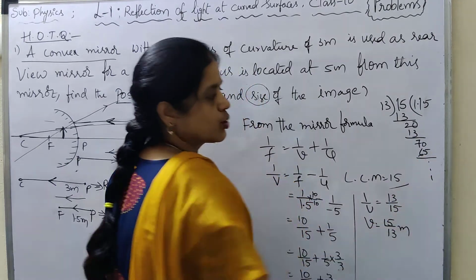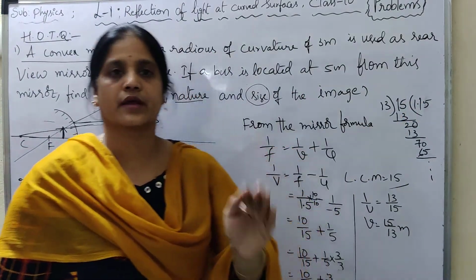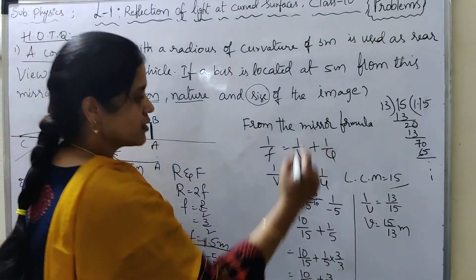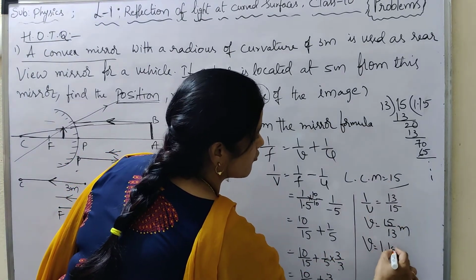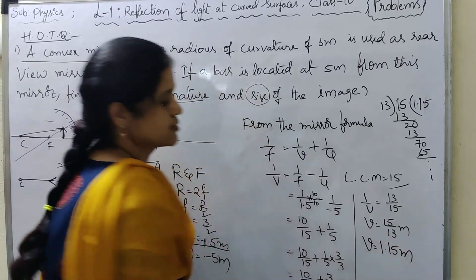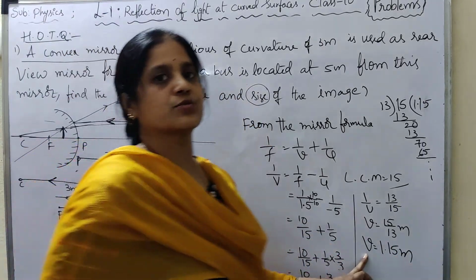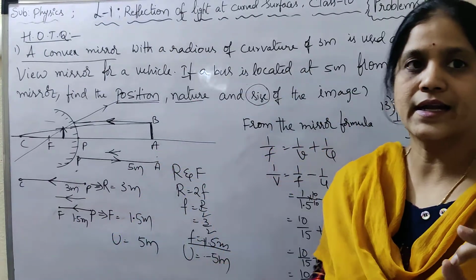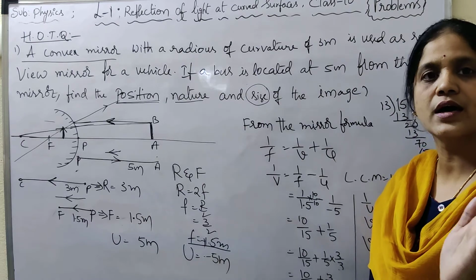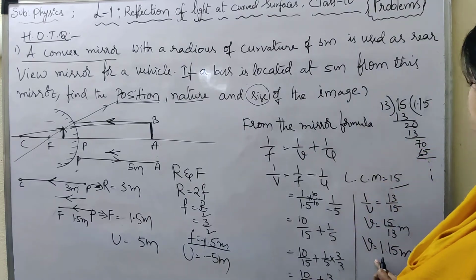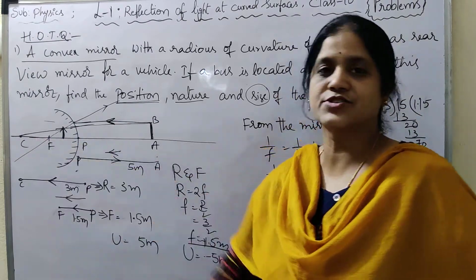So like that you will get just decimal after 2 digits. Just you take it and you stop the division. Then here V you will get it as 1.15 meters. Here V is positive. If V is positive, then it is towards the incident ray. That image is formed towards the incident ray. So V is positive means the image is formed towards the incident ray.